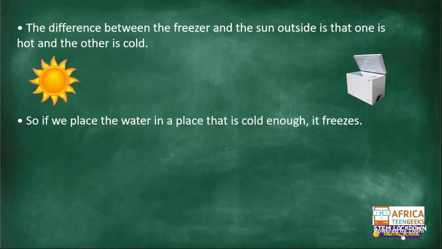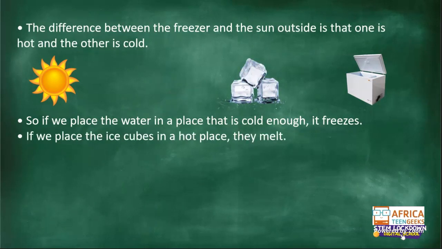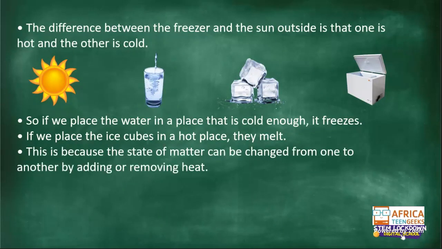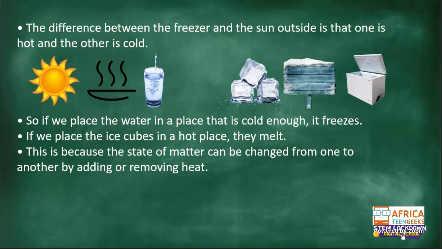Now, if we place the water in a place that is cold enough, it freezes. There you see it. If we place the ice cubes in a hot place, they melt. This is because the state of matter can be changed from one to another by adding or removing heat. Okay, you see that in the pictures.